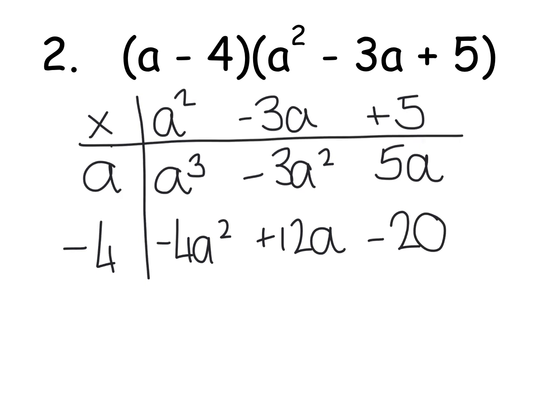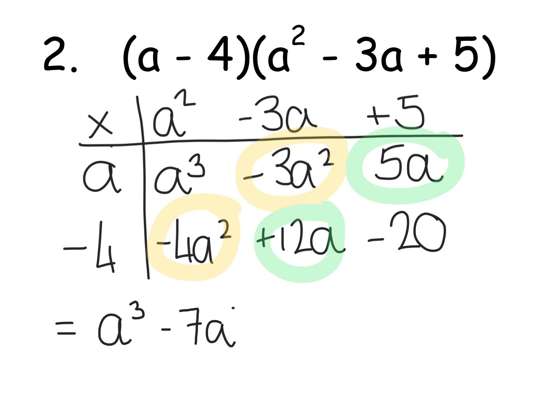Then we're going to do our tidy up. So these a squareds will gather together, and these a's will gather together. The other ones aren't going to change at all. So when your final answer gives you a cubed, negative 3a squared, negative 4a squared, where you're doing the negative 3 minus 4, which is minus 7a squared. For the a, you've got a 5 and a 12, so 5 plus 12 is 17 with an a, so 17a, and then the negative 20 doesn't change.